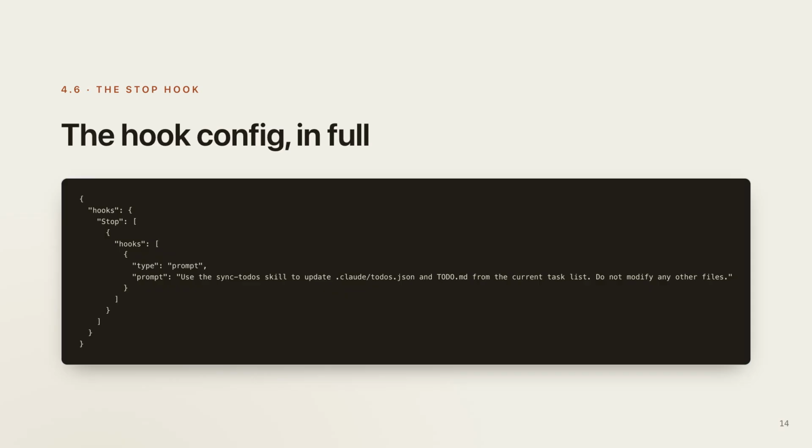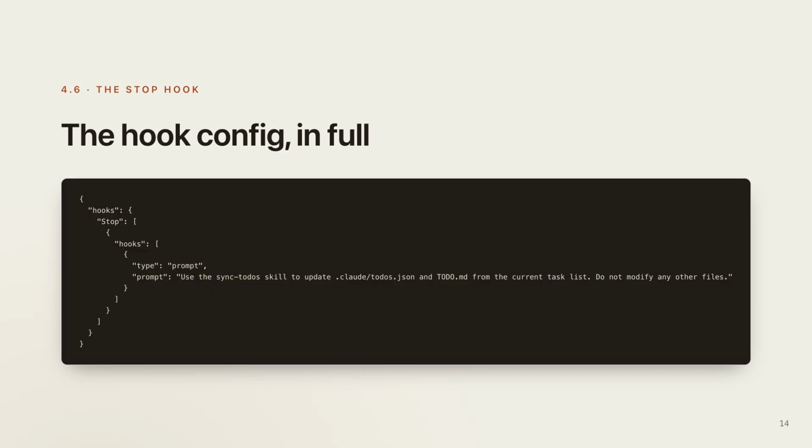This is the stop hook config in full. It lives in .claude/settings.json. After every Claude turn finishes, the hook fires. The hook type is prompt, which means Claude actually invokes the skill. The prompt body says, use the sync-todos skill to update the JSON and the markdown from the current task list, and do not modify any other files. This is it. You never have to remember to sync.